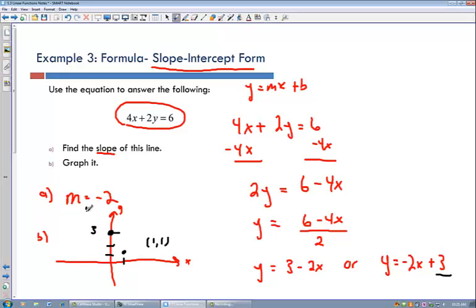And you simply connect the dots for a line. So it should look just like that. So it goes to the point 0, comma 3, that's the y-intercept. And it also goes to the point 1, 1. Because the idea of the slope, if the slope is negative 2, means you go over 1, you go down 2.